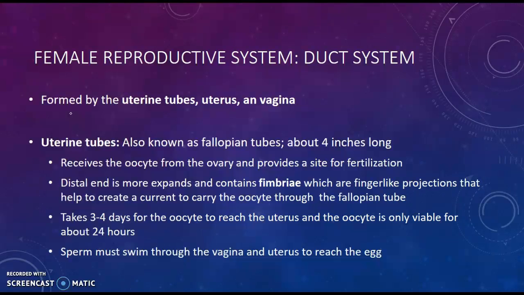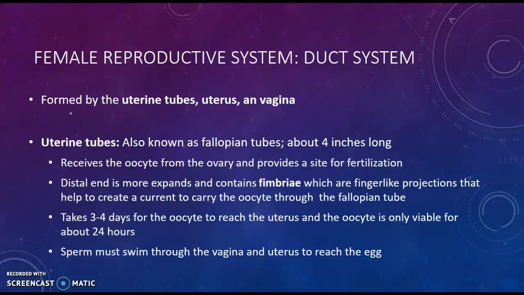So the uterine tubes are also known as the fallopian tubes. They're about 4 inches long, and once the oocyte, or the egg, is ejected from the ovary, it provides the site for fertilization. A lot of people don't realize this. I think they think that fertilization happens in the uterus, but fertilization, where sperm meets egg, actually occurs in these fallopian tubes.